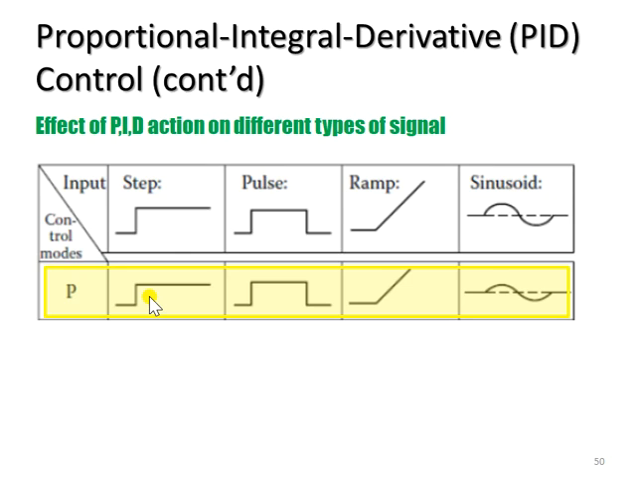So we can see that we have similar function to the different types of signal here. So for the step, we have similar. Same goes to pulse, ramp, and also sinusoids.